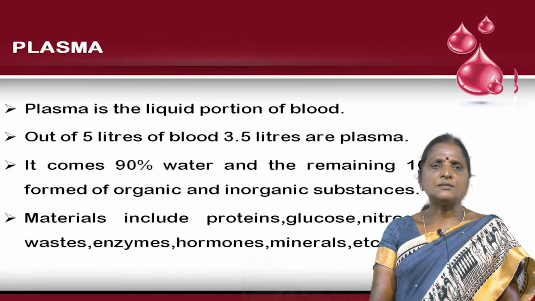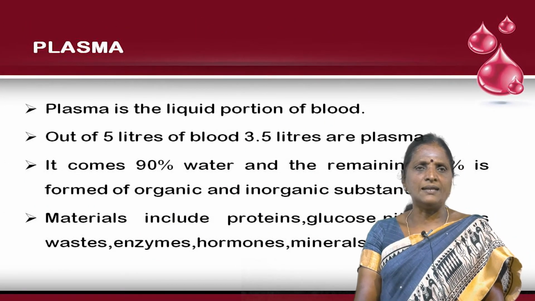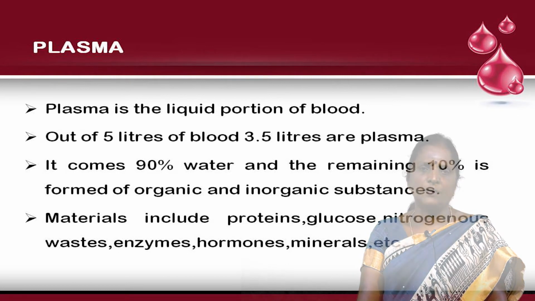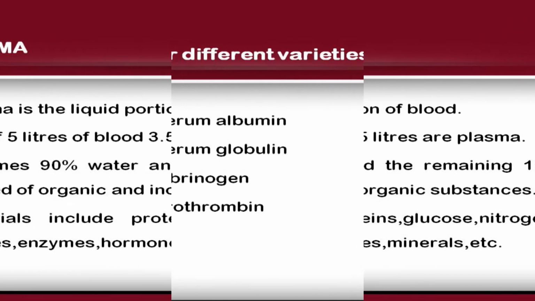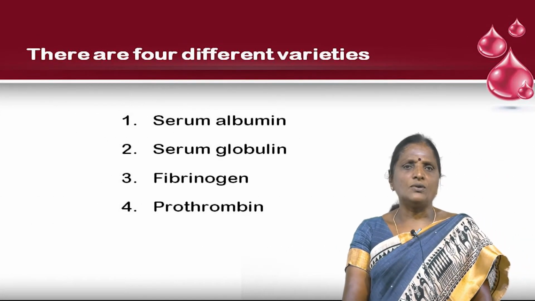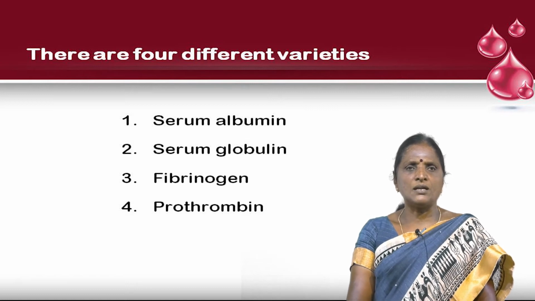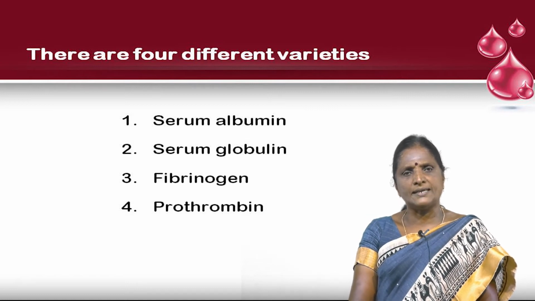Now, plasma is the liquid portion of blood. Out of 5 liters of blood, 3.5 liters are plasma. It is 90% water and the remaining 10% is formed of organic and inorganic substances. Materials present in the plasma include protein, glucose, nitrogenous waste, enzymes, hormones, minerals, etc. There are 4 different varieties of plasma proteins, that is serum albumin, serum globulin, fibrinogen, prothrombin.